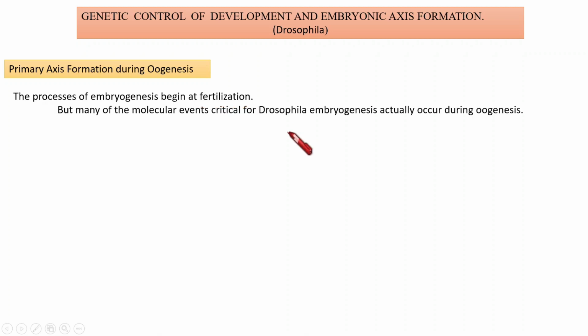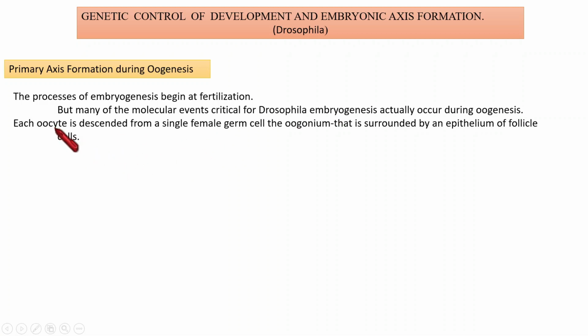The process of embryogenesis actually begins at the time of fertilization, just after fertilization. But the molecular events that are critical for Drosophila embryogenesis actually start during oogenesis itself, during the development of the oocyte from the oogonium. When the oocyte starts to develop, during that process itself, molecular events critical for Drosophila's embryogenesis are starting.